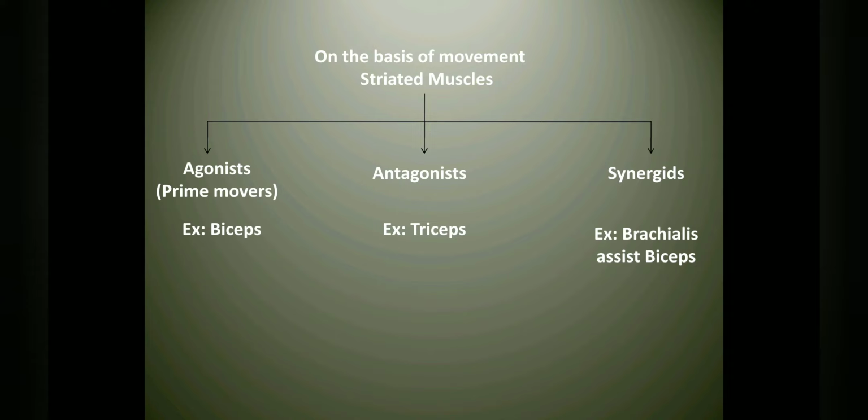For example, biceps. Then talking about antagonists, they bring action opposite to that of prime movers. Example, triceps. Okay. Then synergists. What synergists do actually, they assist prime movers, that is, they assist agonists. For example, brachialis, which assists biceps.